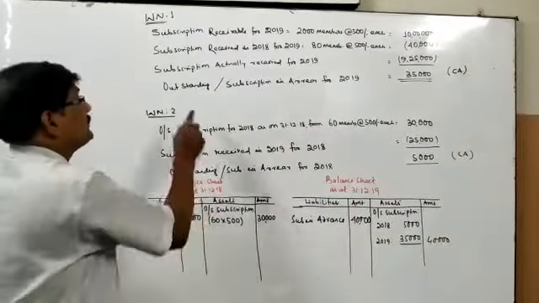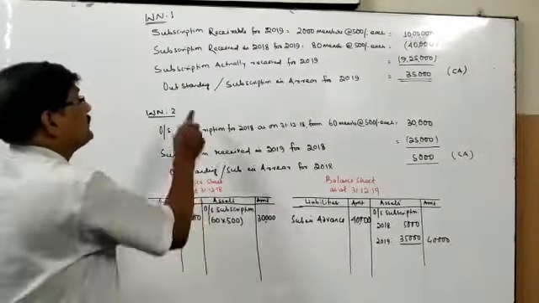Outstanding subscription for 2018. It is also given that 60 members have not paid. 60 members have not paid for 2018. यानी कि उन लोग 30,000 रुपए दिए नहीं है. 60 members, 500 rupees each. Now you see in the receipt and payment account वो दिया हुआ है subscription received in 2019. अलग-अलग दिया हुआ है.